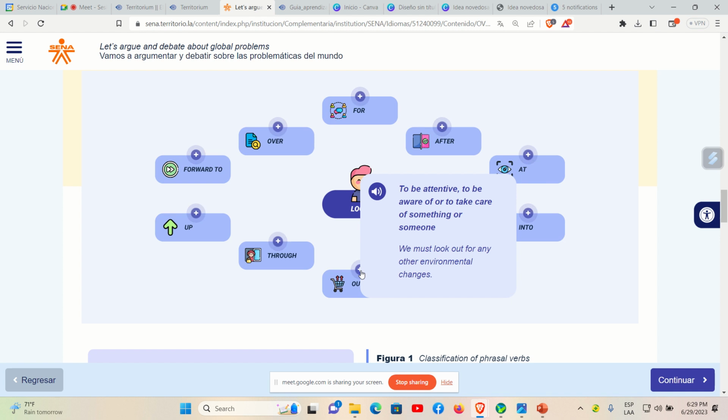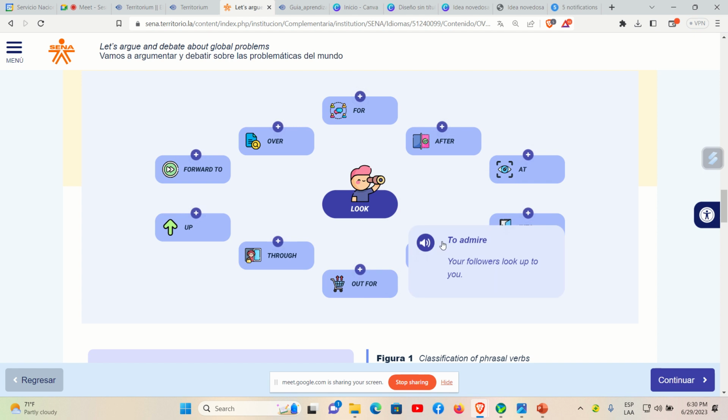Look out for, to be attentive, to be aware, or to take care of something or someone. We must look out for any other environmental changes. Mire que esto también nos sirve bastante para lo que tenemos que hacer. Look up to, admire. Your followers look up to you. Mira que una preposición, en este caso to, cambia totalmente el significado, ¿no? De look up. Entonces, look up to es to admire.